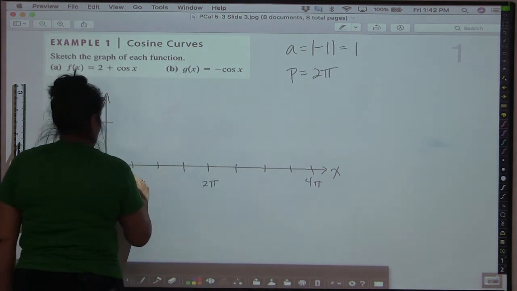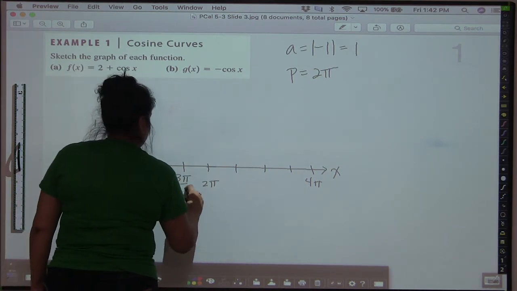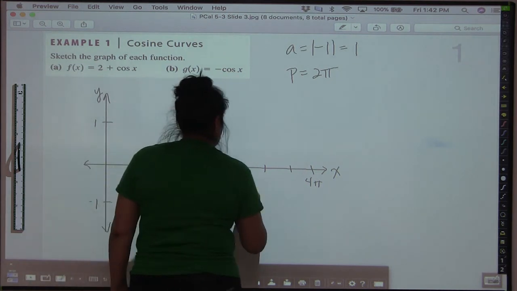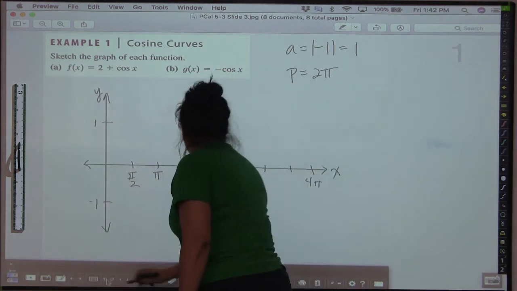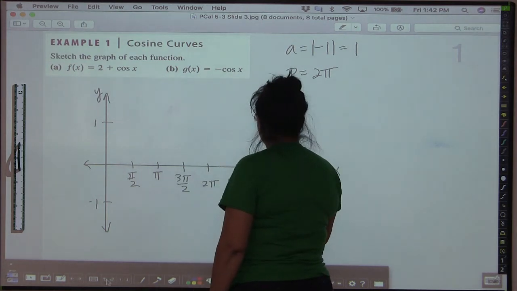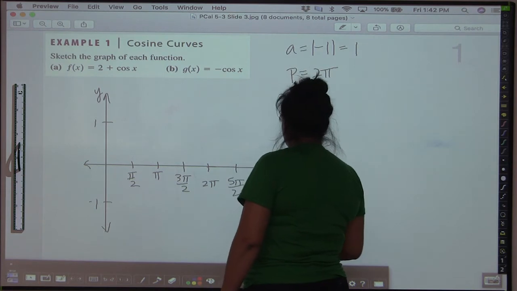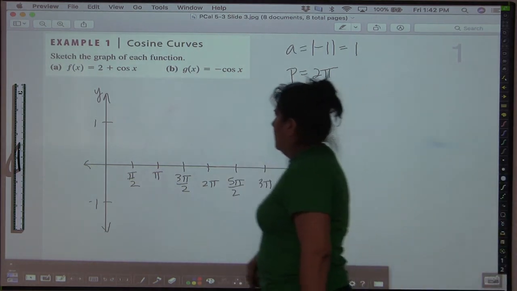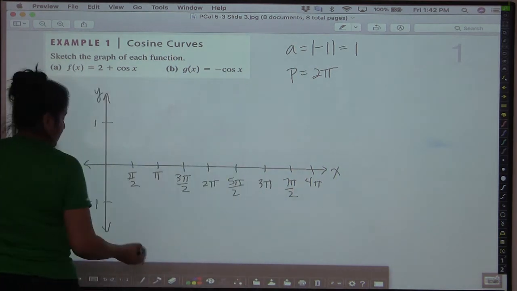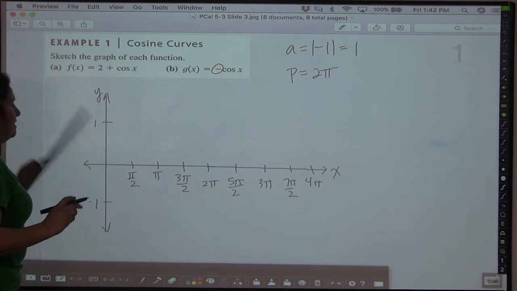So I'm just going to go pi over 2, 2 pi over 2, which is pi, 3 pi over 2, 4 pi over 2, which is 2 pi, 5 pi over 2, 6 pi over 2, which is 3 pi, 7 pi over 2, and then 8 pi over 2, which is 4 pi. So I have all that. The only thing that's different now is that you have this negative, but that's not too difficult.